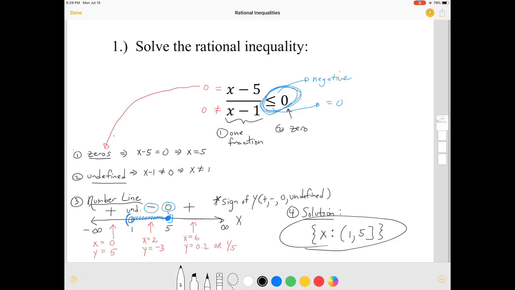I hope you found this helpful in reviewing the basics of solving rational inequalities. Again, remember to check out videos part 2 and part 3 of solving rational inequalities for some more advanced problems.